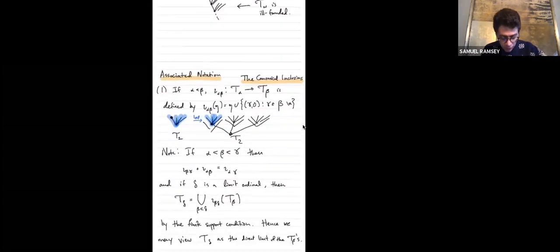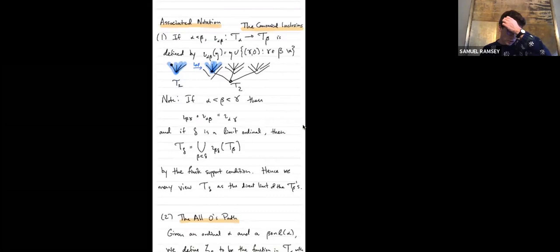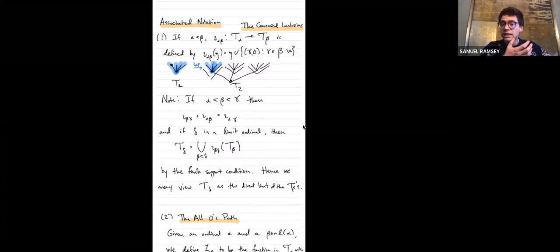Okay, now there's a lot of notation that one can introduce. So the first one is the canonical inclusion. So if I have T alpha and T beta, where alpha is less than beta, then I can think about how T alpha sits inside of T beta. And I'm going to define a function which gives me a kind of canonical inclusion of T alpha into T beta, which identifies T alpha with some chunk of T beta. What is the chunk going to be? Well, I'm going to define a function iota sub alpha beta, which is given here.